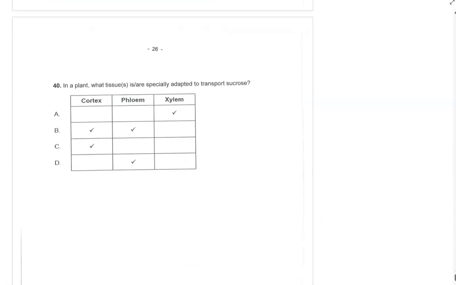Okay, and then number 40, last but not least, which tissue is especially adapted to transport sucrose? And the answer to that is phloem, and only phloem, so it is D. Bada boom, bada bong.